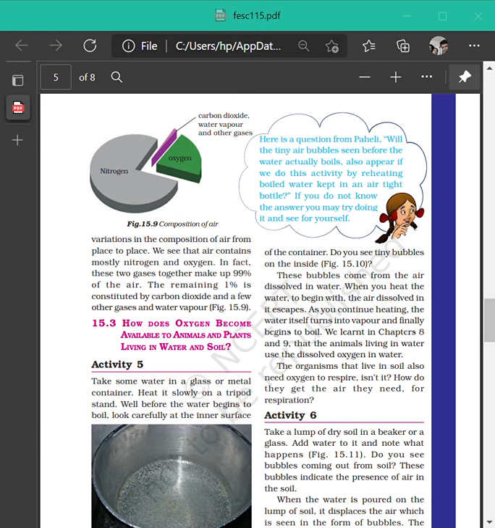This activity is proving it like this. Have you ever seen, you take some dry soil in a pan and put some water in it? If you put some water, you will see some bubbles coming out from that soil. What does this mean? It means that when you add water to the soil, the air that has been trapped in between the soil is coming out.